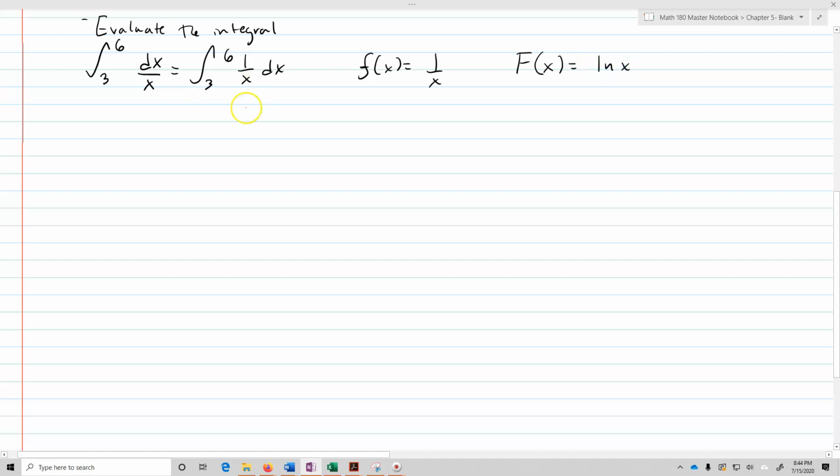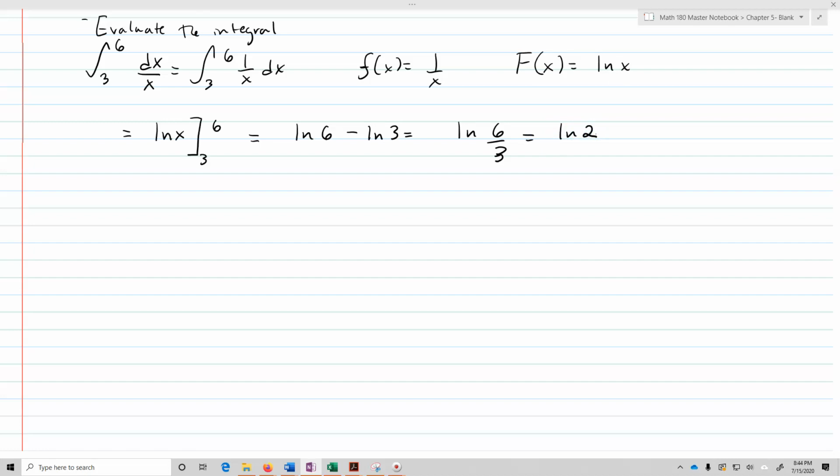The fundamental theorem of calculus now says that this is going to be the natural log of x, and we write these brackets with 3 to 6, which means we're going to evaluate from 3 to 6. So this is the natural log of 6 minus the natural log of 3, which is simply the natural log of 6 over 3, which equals the natural log of 2. That's it. That is awesome. So to evaluate a definite integral, all we need to do is find its antiderivative and then evaluate it at the upper and lower bounds.